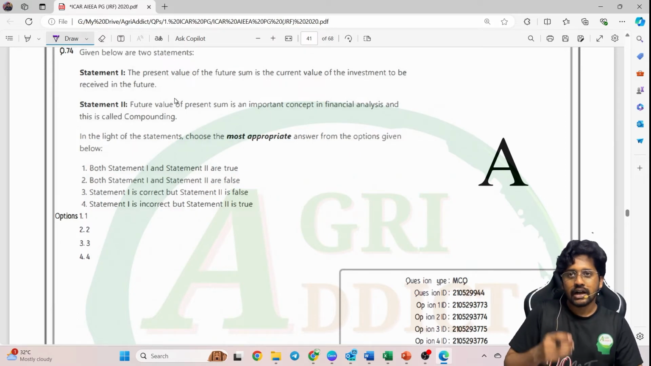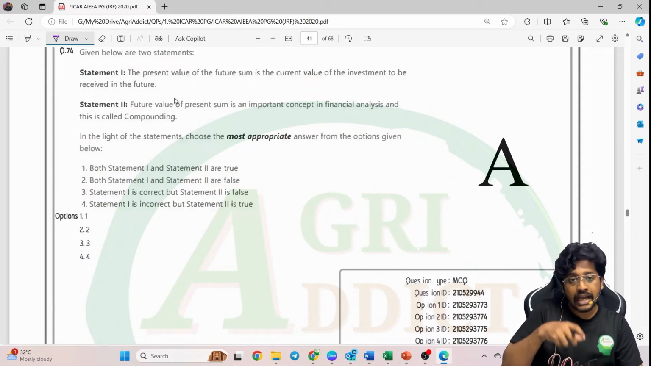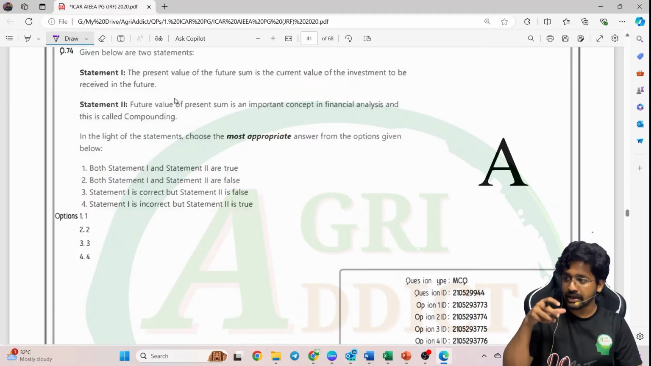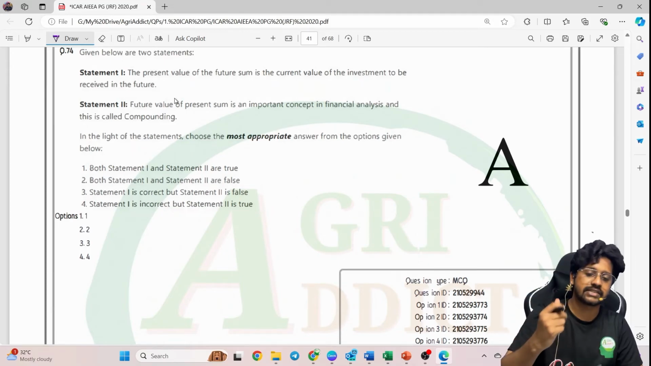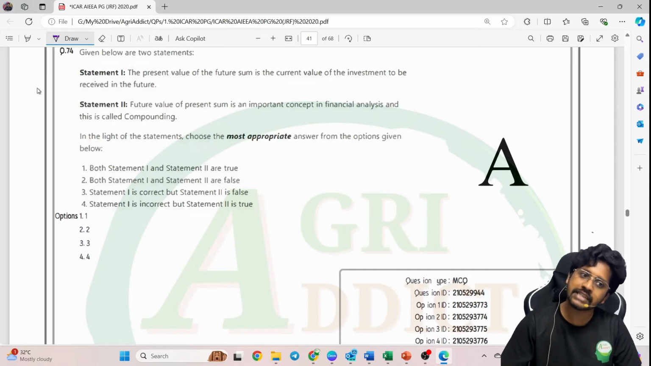I am aiming to get 1 crore rupees after 5 years if I am investing today. So in order to get 1 crore after 5 years, how much money do I have to invest today? That will give you the present value of the future sum, and that is the current value of the investment that has to be received in the future, right? The current value of the money that I have to invest today in order to get 1 crore rupees after 5 years is found by the process of discounting. So therefore statement 1 is correct.